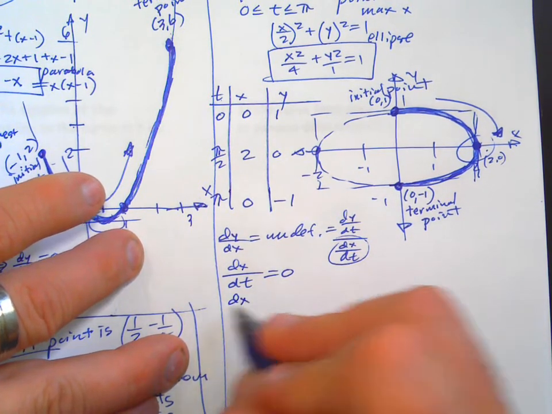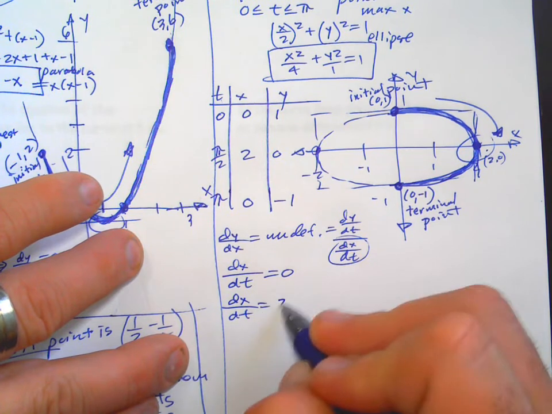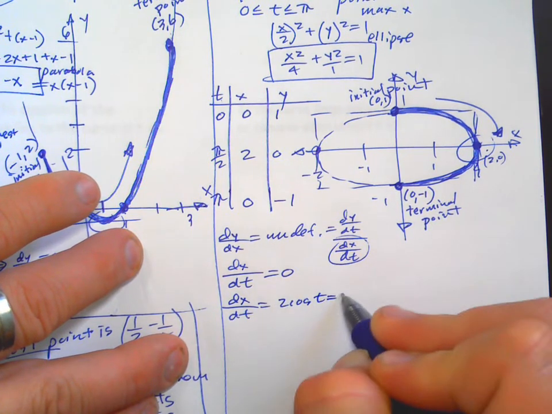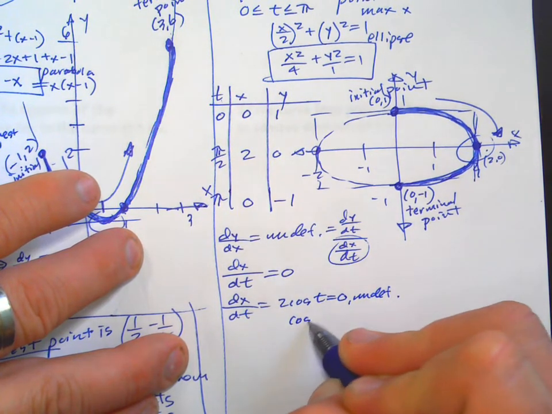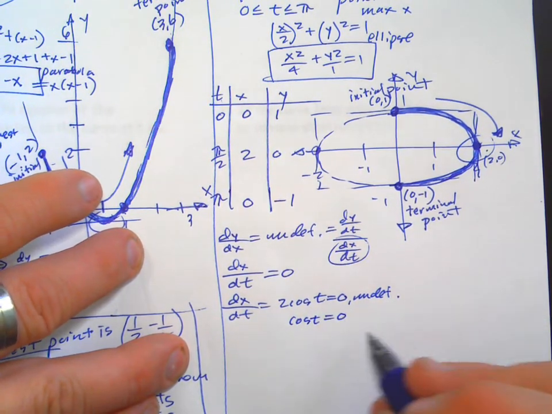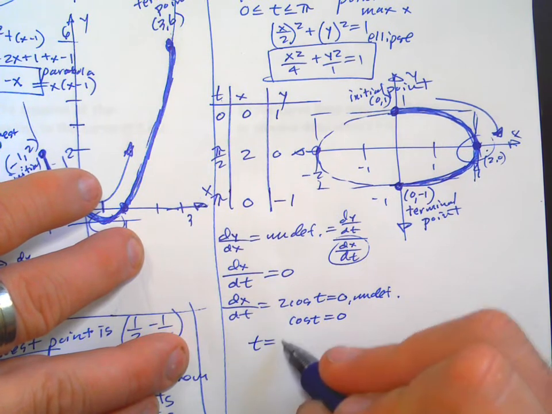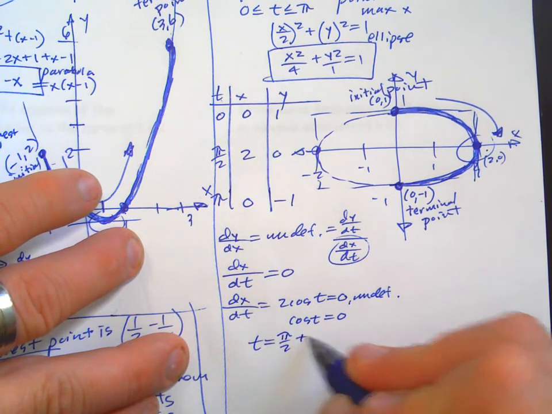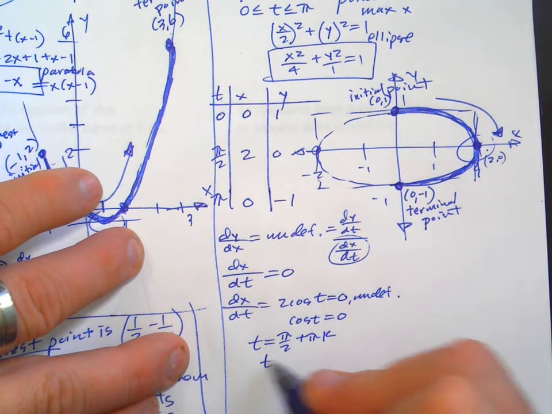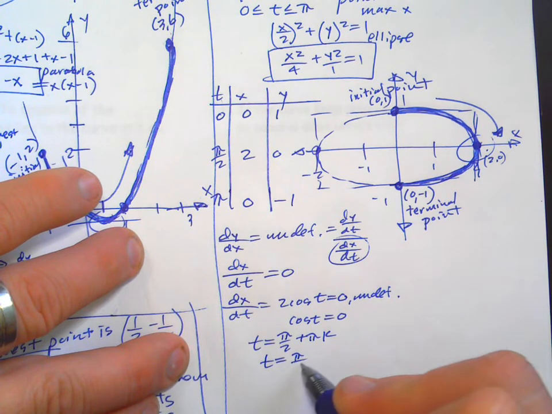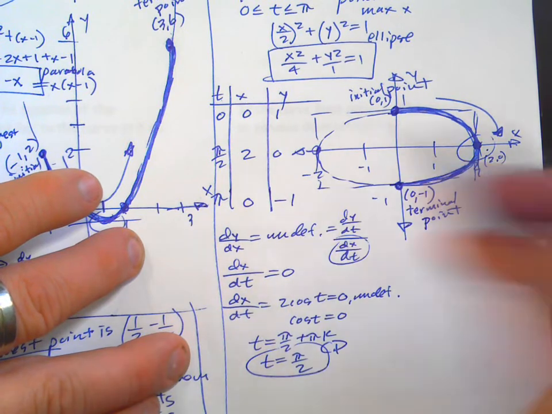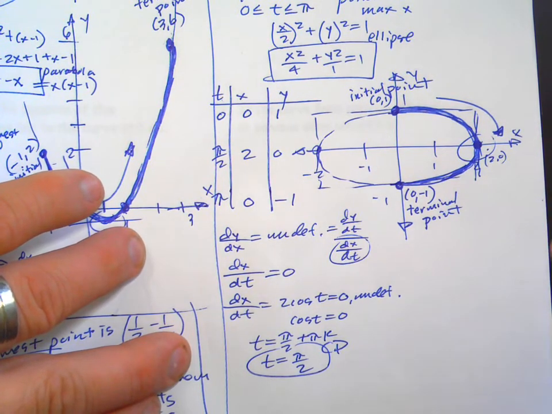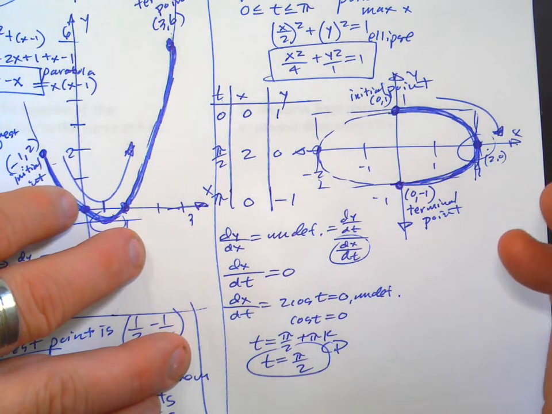So dx/dt equals 2 cosine t. And we're going to say equals 0 or undefined. And so cosine equals 0, and so t equals pi over 2 plus pi k. So t equals pi over 2. That's the only critical point. Hey, we already calculated that just by accident. That's a critical point. We already have it.